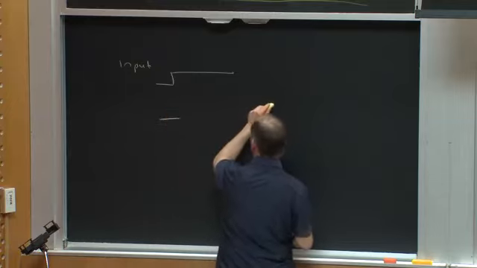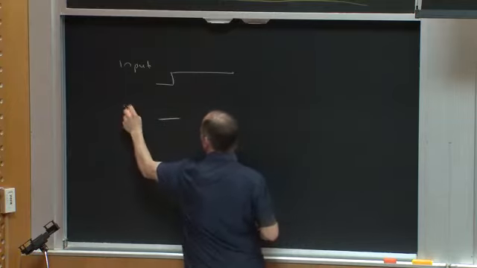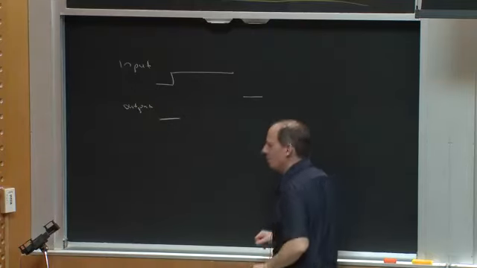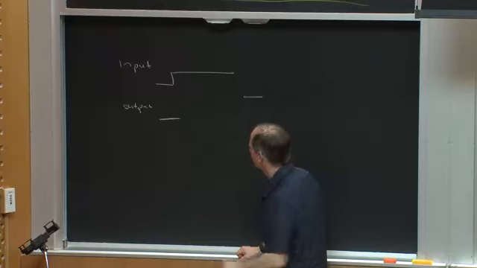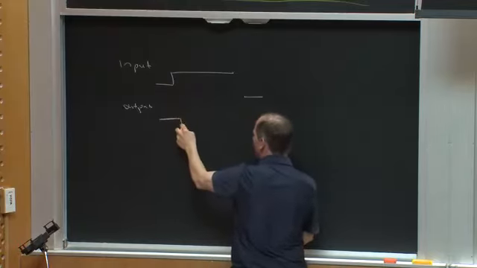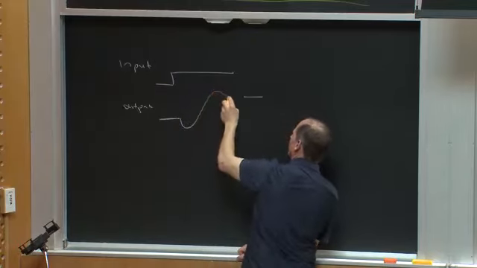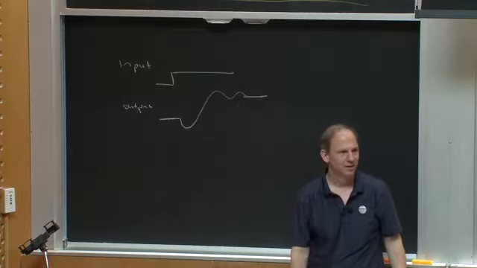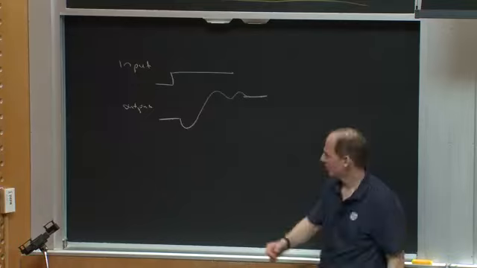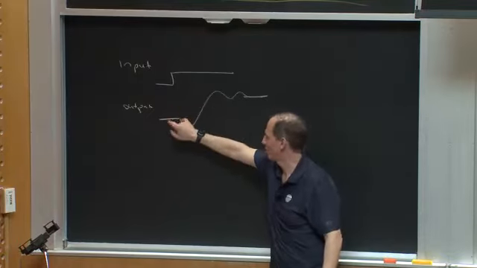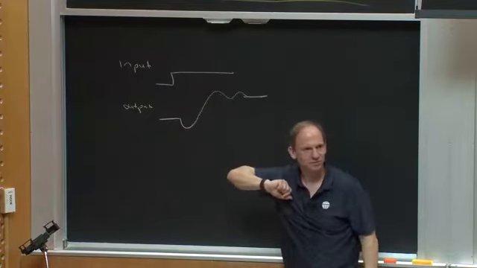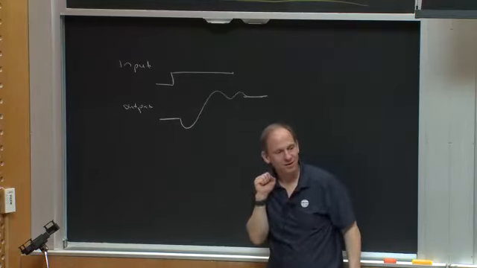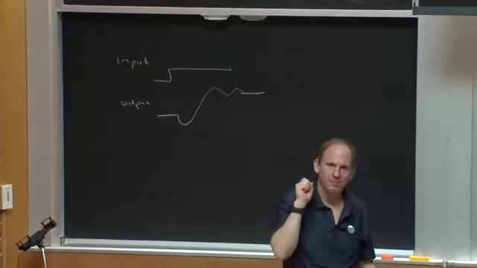I want my output to go up from some level to some higher level. But what a system with a right half plane 0 will do is, as soon as I step the input, the output will actually go the wrong way and eventually will settle down and go the direction I want. All right? So right half plane zeros are also considered nasty because you want it to go in one direction, but before it goes in that direction, it goes in some other direction. All right?